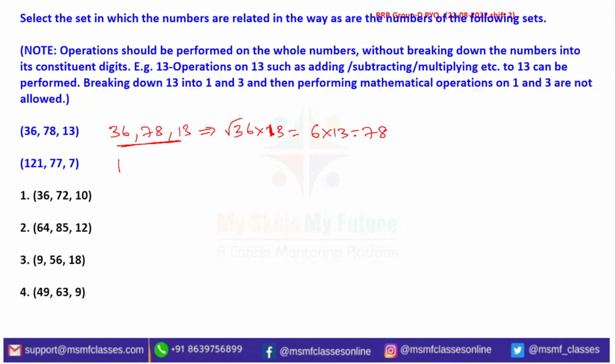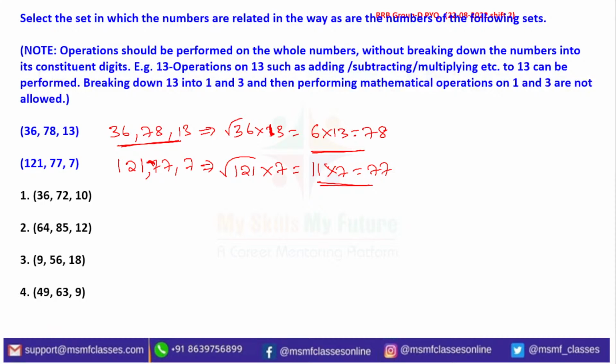Similarly, 121, 77, 7. Root of the first number into the third number: 121 is 11 square, so 11 into 7 we get 77. I hope it is clear what the logic in the sets is: root of the first number into the third number. All the first numbers in the options are perfect squares, so let us check the numbers.